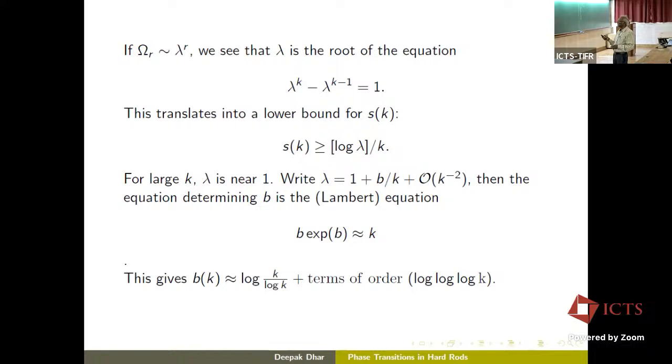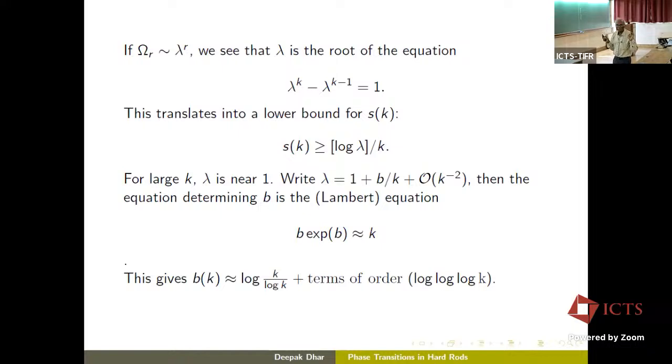This denominator comes because lambda is the eigenvalue of the transfer matrix for the system for one column, but one column has K sites, so you have to divide by K. Okay, so if I solve this equation and write lambda equal to 1 plus b by K plus order 1 by K squared, then you can see that b satisfies the equation b e^b equal to K.